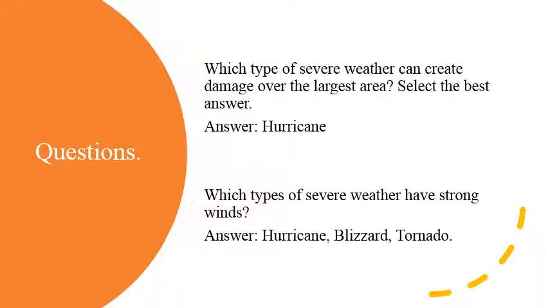Questions here to remind you: which types of severe weather can create damage over the largest area? We said it's the hurricane. The hurricane is devastating. And which types of severe weather have strong winds? They are the hurricane, blizzard, and tornado.